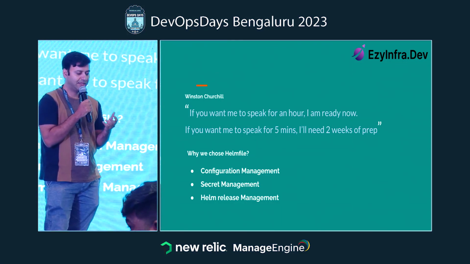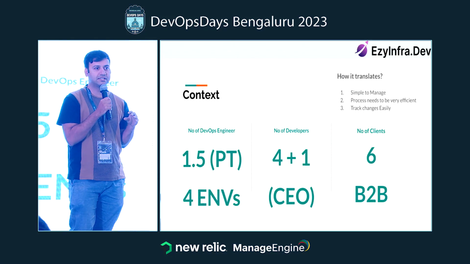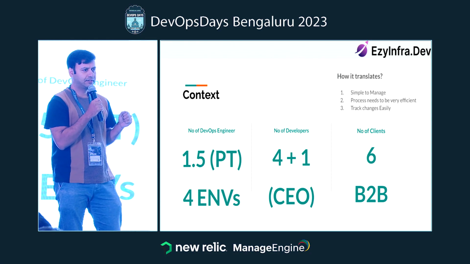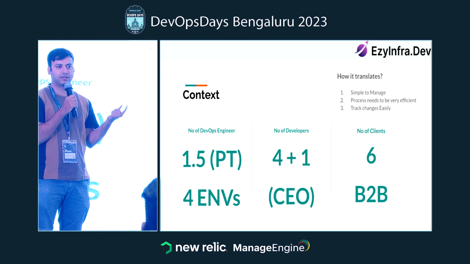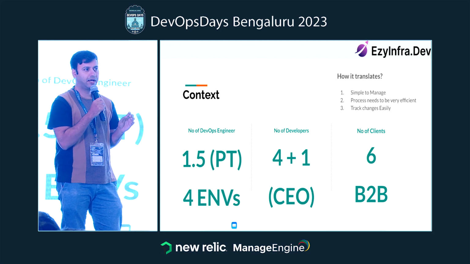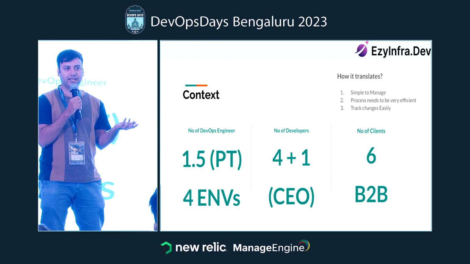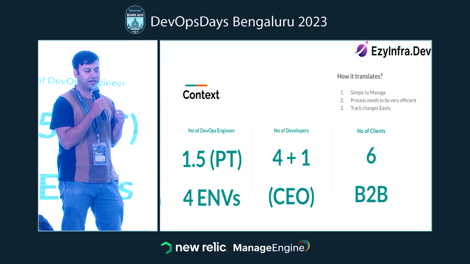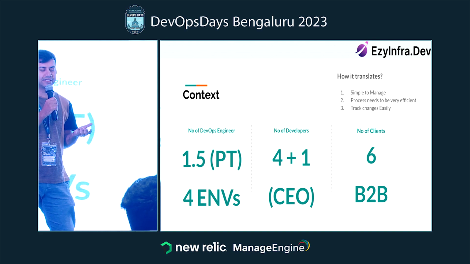I just have 5 minutes, so I'll be very quick about this. Before going into this, I want to give the actual context, like team size and things like that. The team size is 1.5 engineers, because I'm working as a part-time consultant, and there is 1 full-time DevOps consultant. So it's a very small team, but there are 4 environments to manage. There are just 5 developers, and 1 developer is the CEO, so he is CEO cum developer. And the number of clients is 6. Every client is a B2B client, so they expect stability, they expect a lot of things from us. So that's how things are.